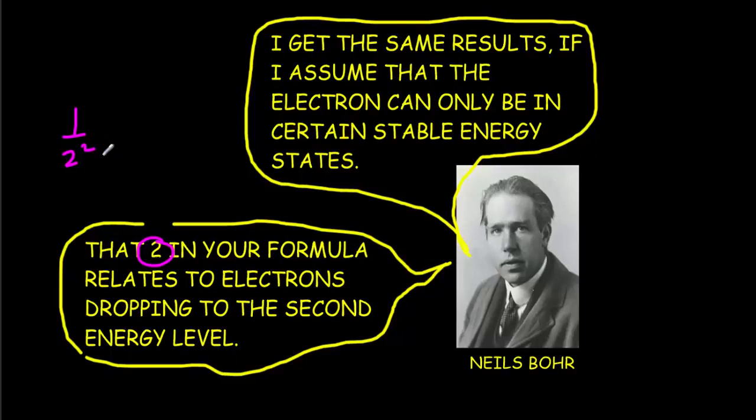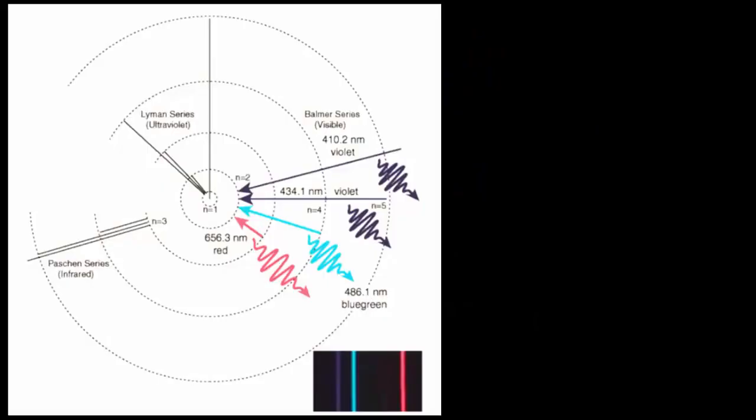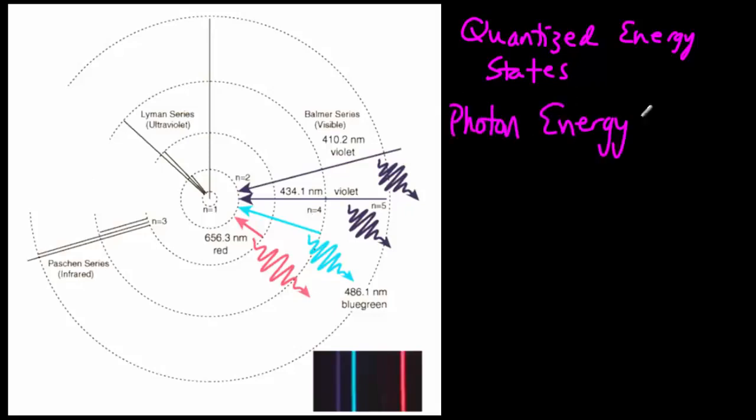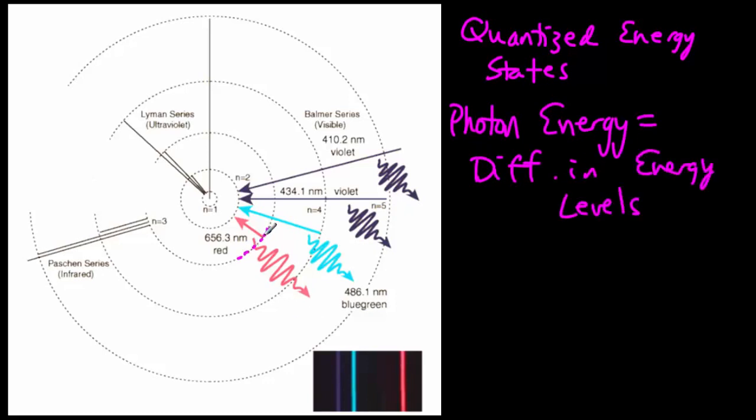So let's look a little more deeply into Bohr's model. The key idea in Bohr's model of the atom was quantized energy states. That is, there's only certain allowable energy states that the hydrogen atom can be in. These are the only stable states. And each time an electron made a transition from a higher to a lower energy level, that would produce a photon. And the photon energy would be equal to the difference in energy levels. So for instance, this circle here represents the 3rd energy level. So if there's a transition from that 3rd level down to the 2nd level, this red line is produced.